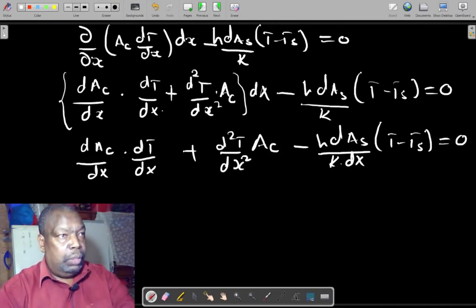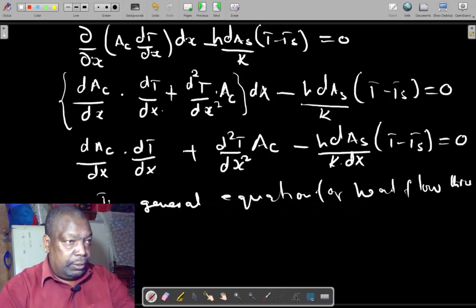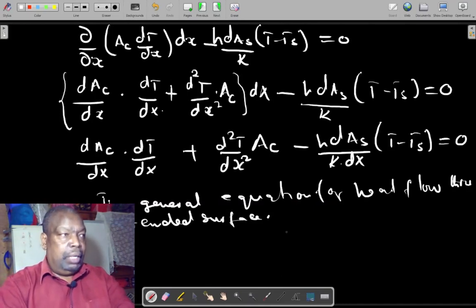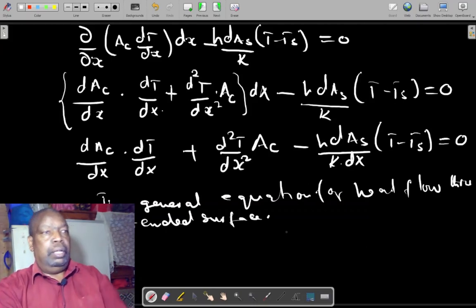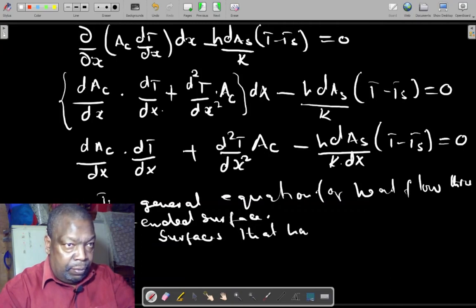Now this gives us the general equation for heat flow through an extended surface, and we can derive from it other equations depending on the configuration of the extended surface that we're looking at. So let us have a look first at extended surfaces that have uniform cross-section.